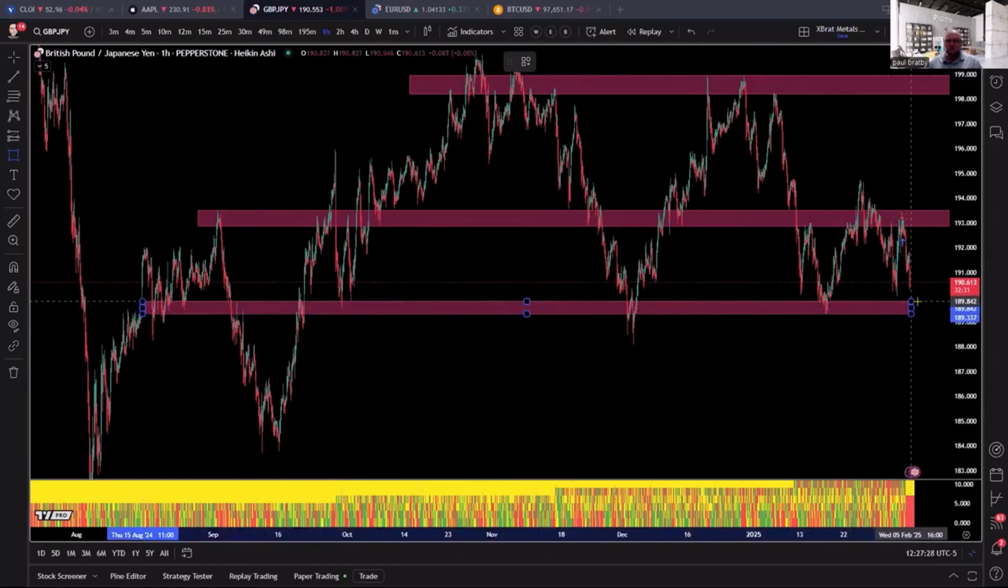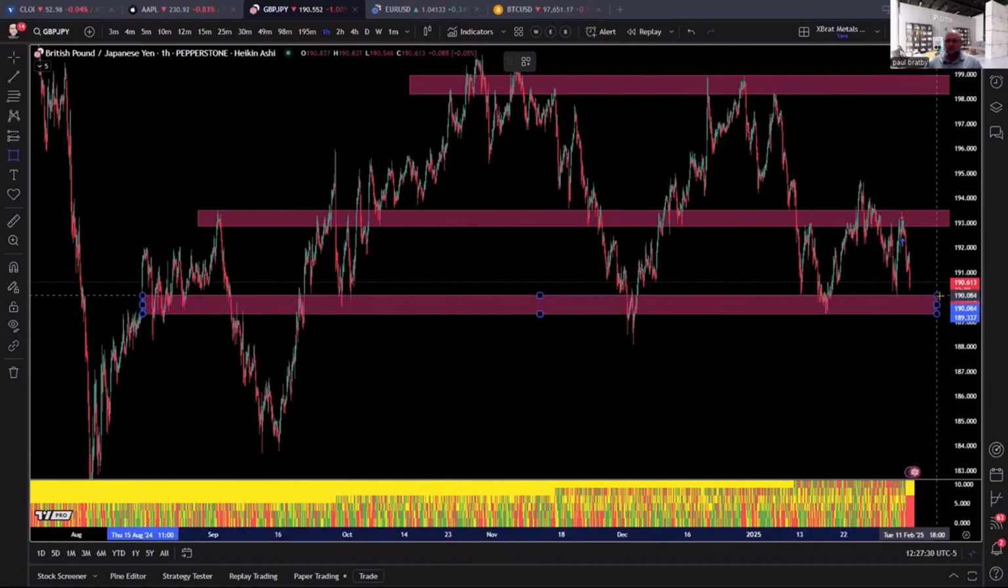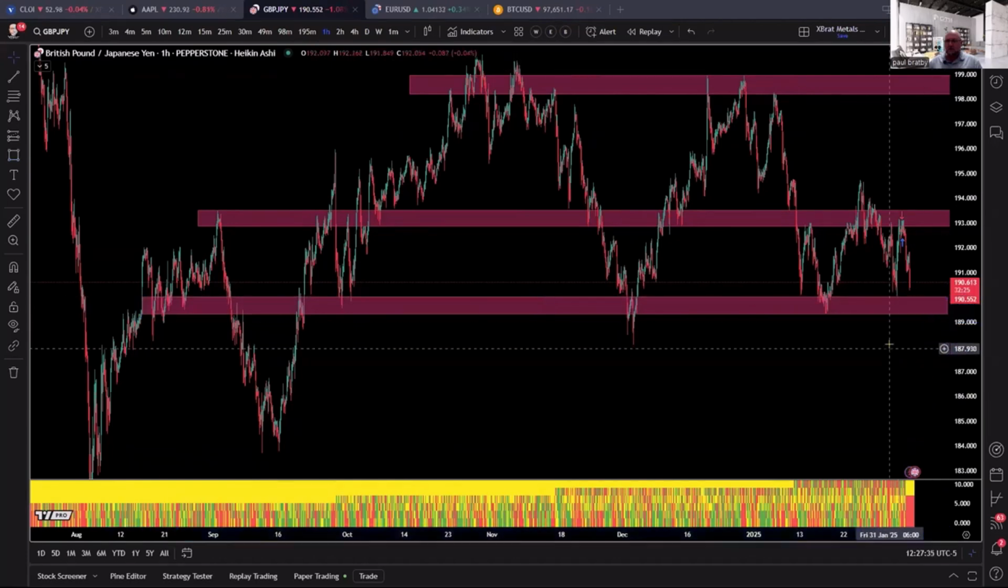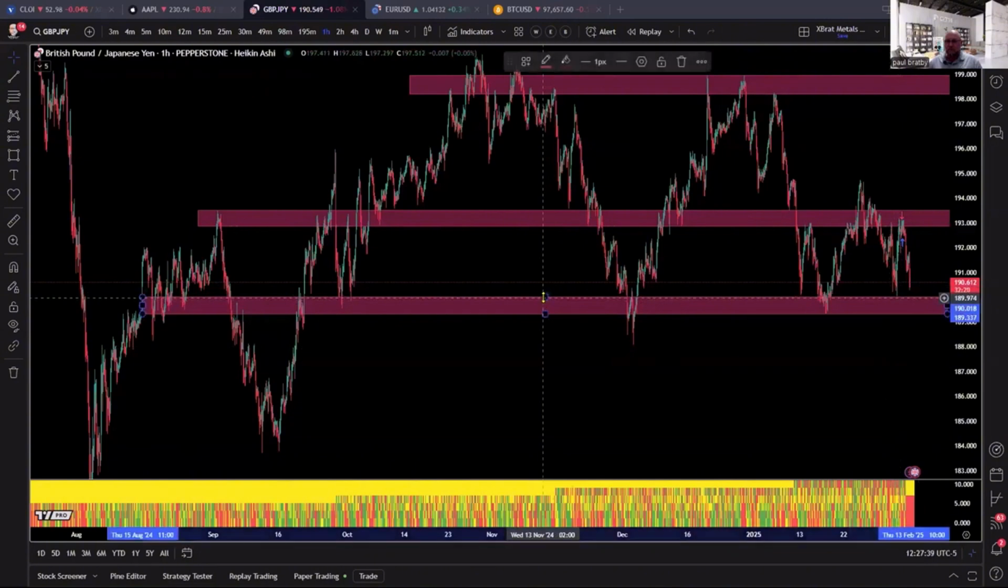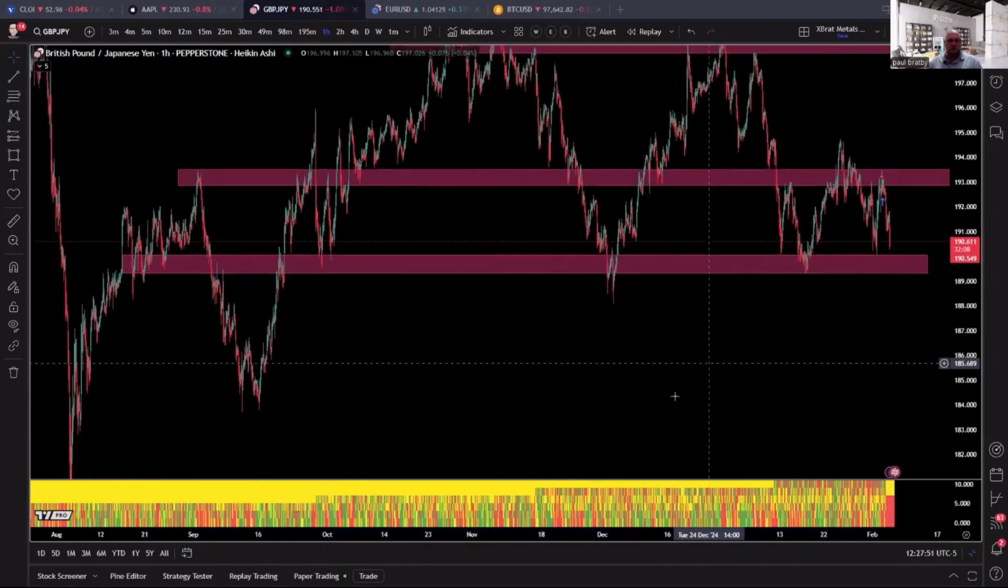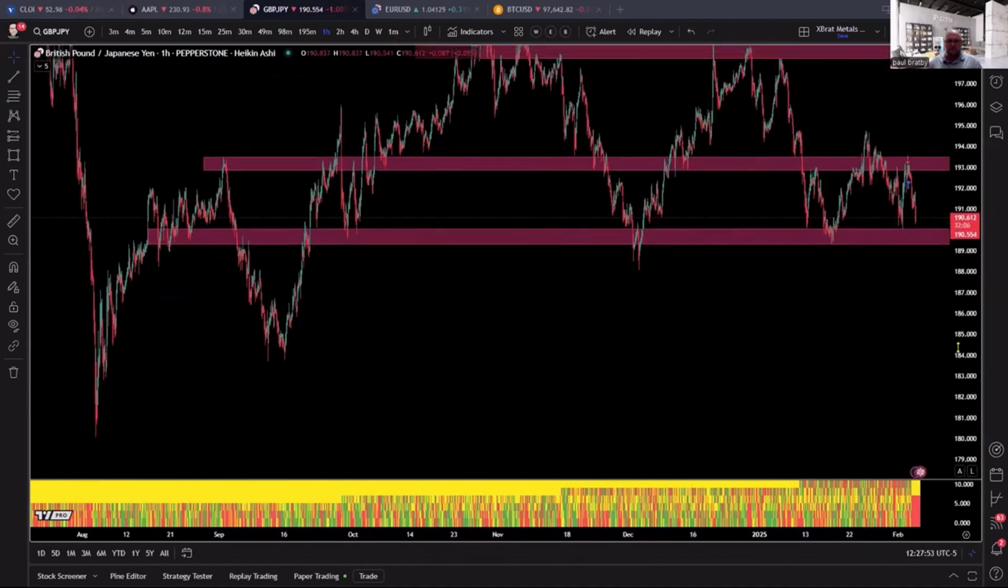What I want to do is make sure this recent rejection is in there. This rejection here, I've got that in there. Testing from below as well. Good zone. So, what's the next one down if it breaks here?